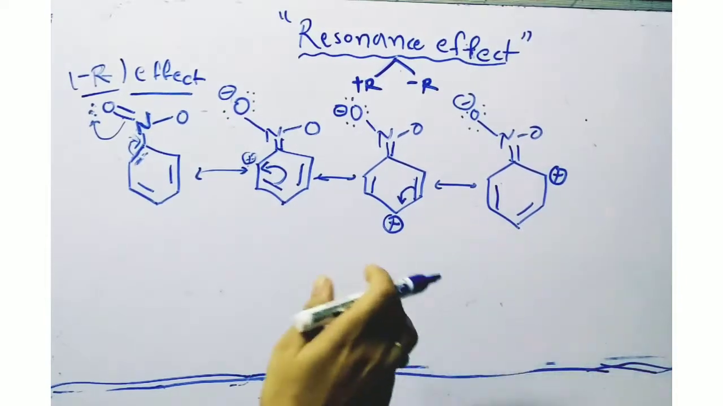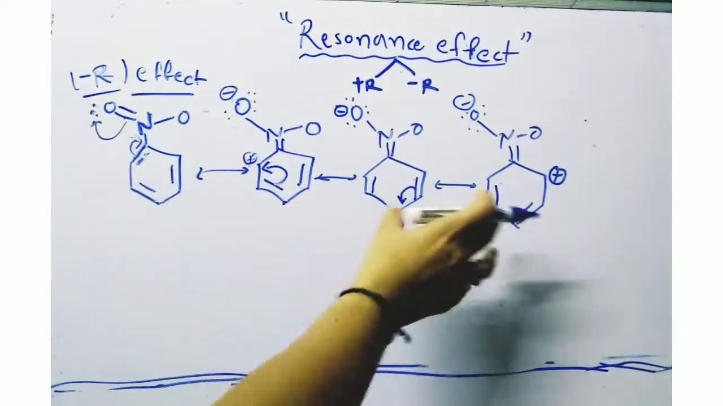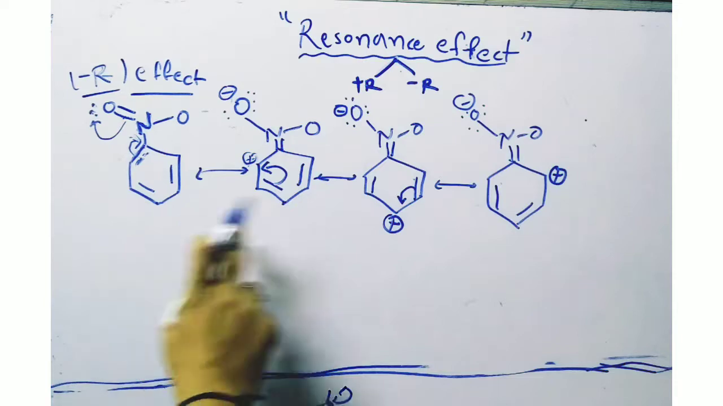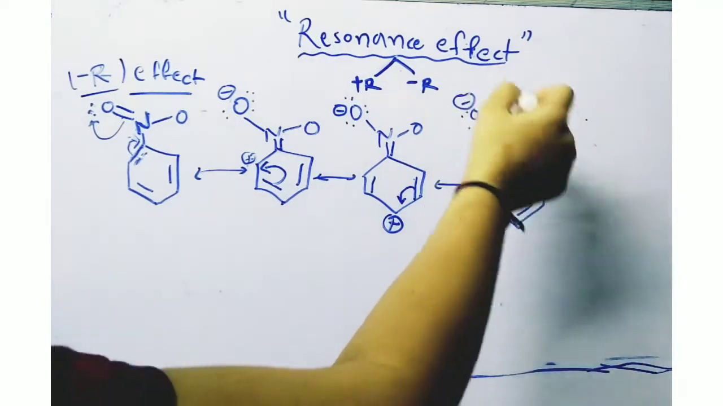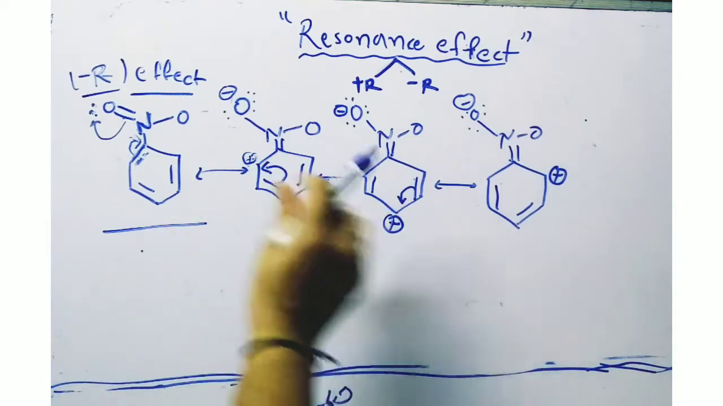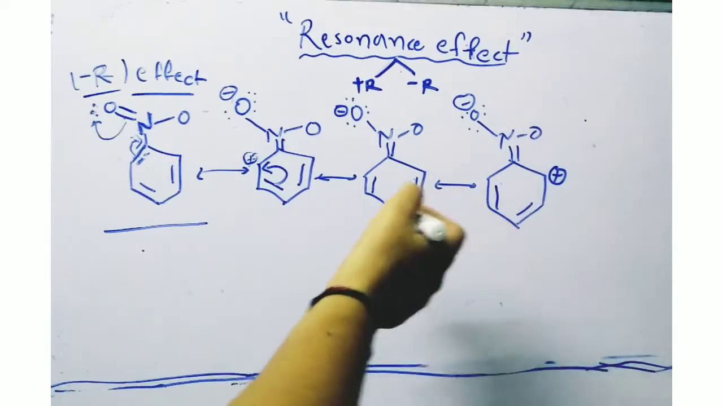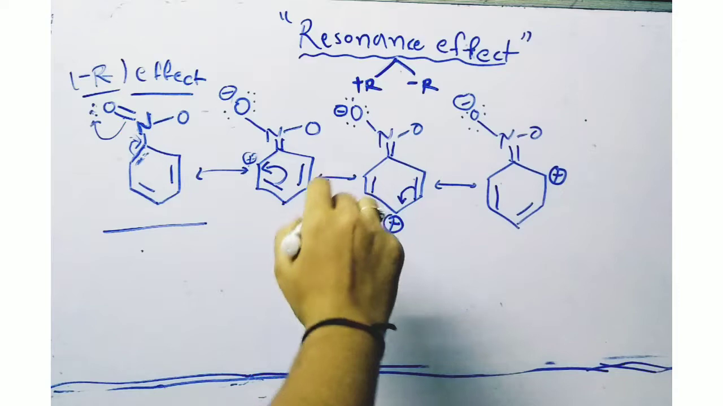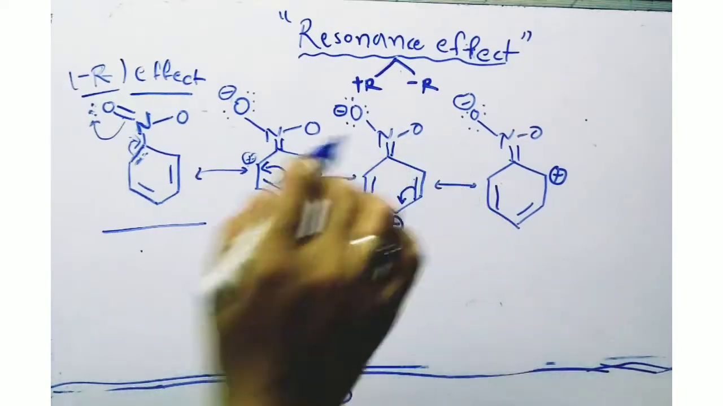Okay, so this is the electron withdrawing capacity of the NO2 from this benzene, and we got such resonating structures. After the bond will shift like this, we get our original compound, that is the nitrobenzene. So this is the -R effect by the nitro group on the benzene ring.